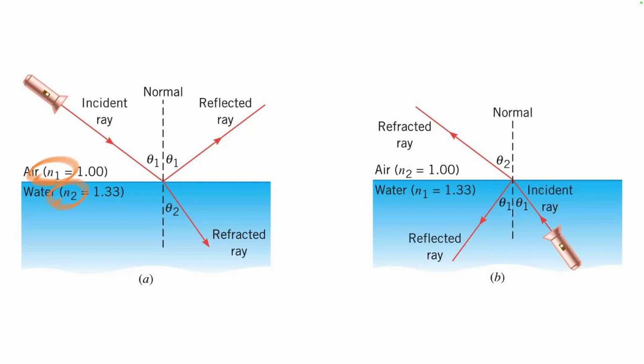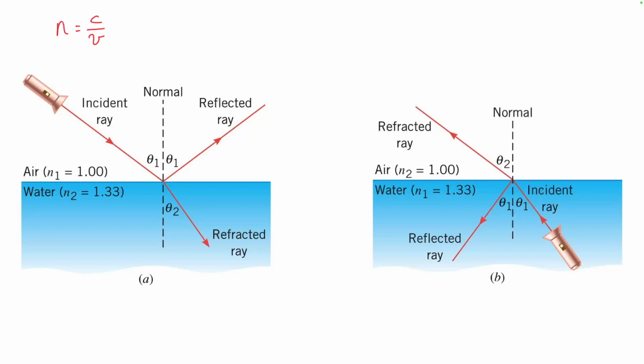These n's right here, n1, n2, that number n, called the index of refraction, is a ratio between the speed of light in a vacuum to the speed of light in a material. It is a number. Let's just look at this for a second, okay? What is the index of refraction of outer space? How fast does light go in a vacuum?